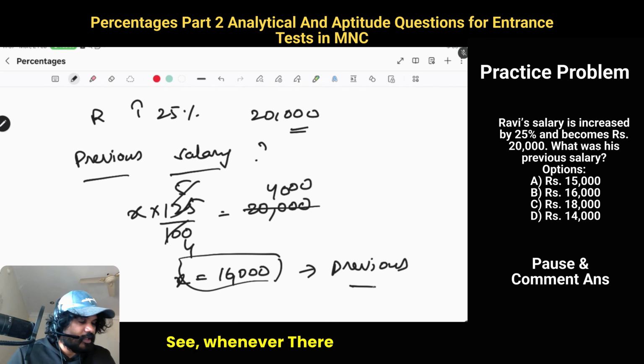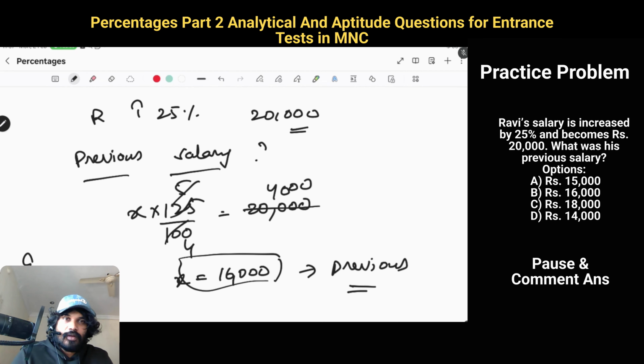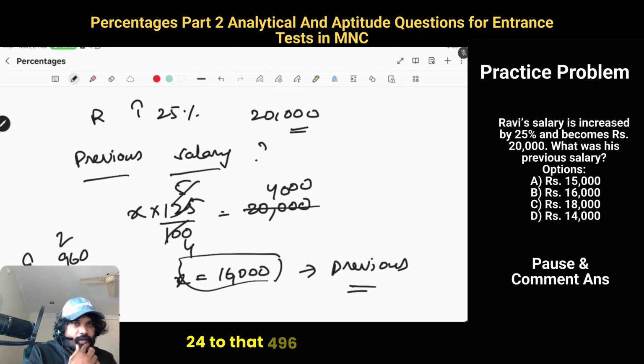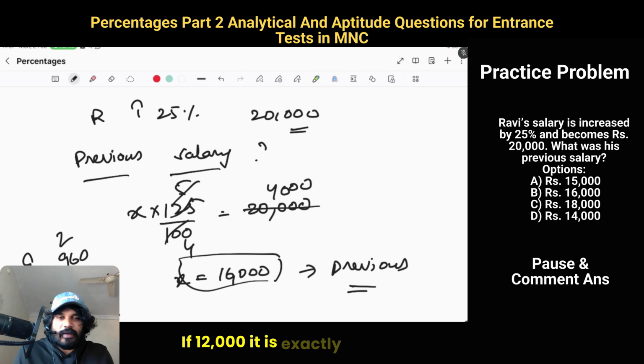See, whenever... Oh, I took 9,000 as 12,000. My bad. Oh, 12,000, then 9,600 is the right answer. Because 9,600, if 96, and 480, 12, 18, 20, 24, 2,400. 96 plus 2001. Yeah, if 12,000, it is exactly right.